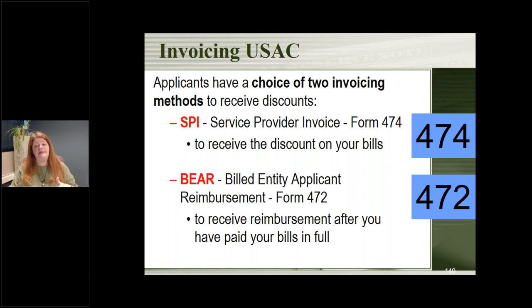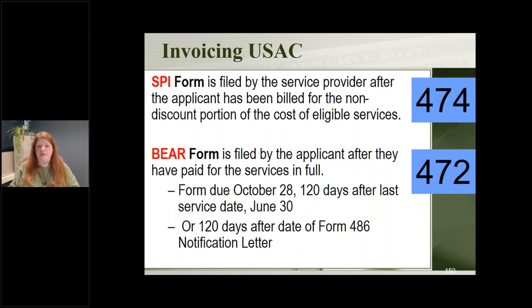However, your other choice is paying your bills in full and then being reimbursed after the fact. In that case, you would submit the BEAR form, Billed Entity Applicant Reimbursement form, 472. This would be for some companies that don't do discounts, so you have to wait and pay the whole year. Things like category two, where you pay it outright and then you need to ask for a reimbursement after the fact. So the SPI form is filled by your service provider. The BEAR form is submitted by you after you've paid the bills so you can get your money back.